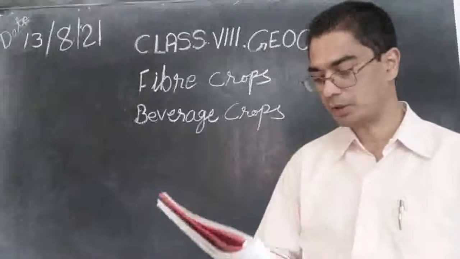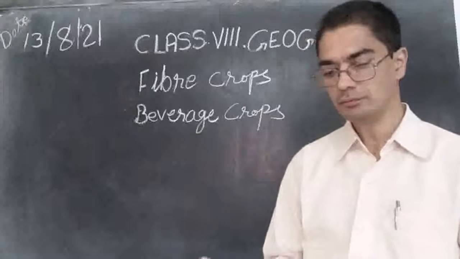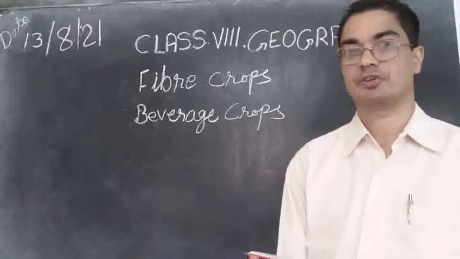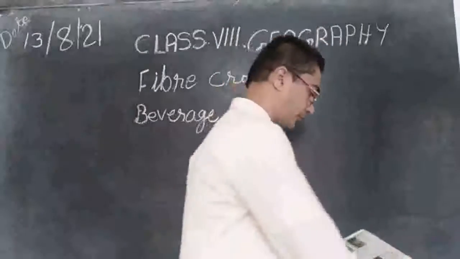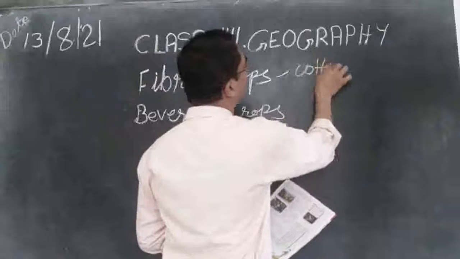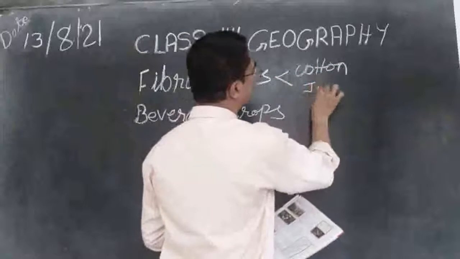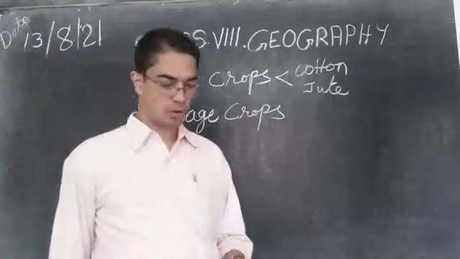So let's see, take your textbook, page number 45. So cotton is what we are going to see. One of the fiber crops is cotton, another one is jute. So cotton, let's see first.